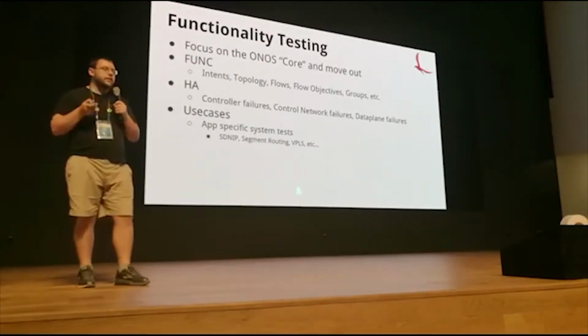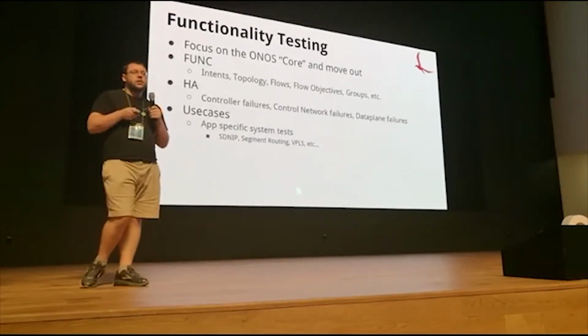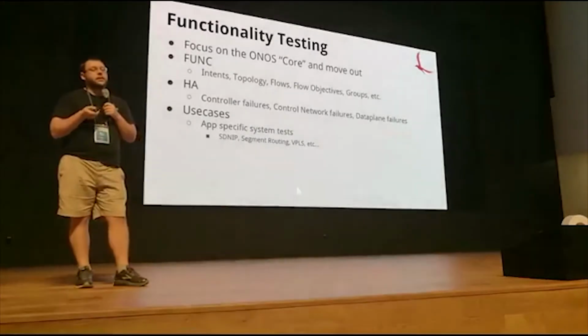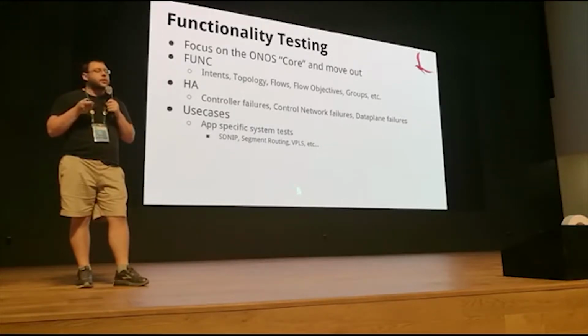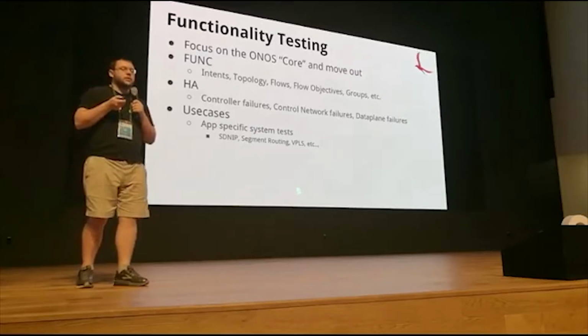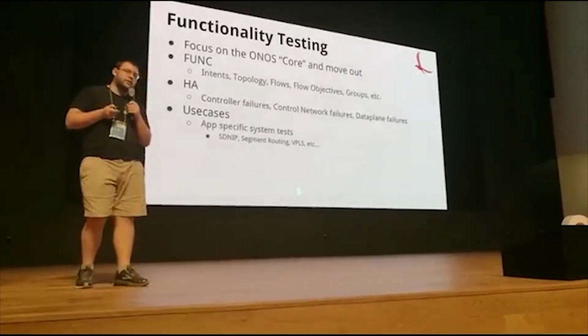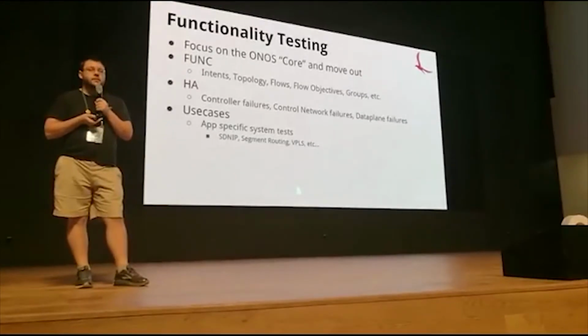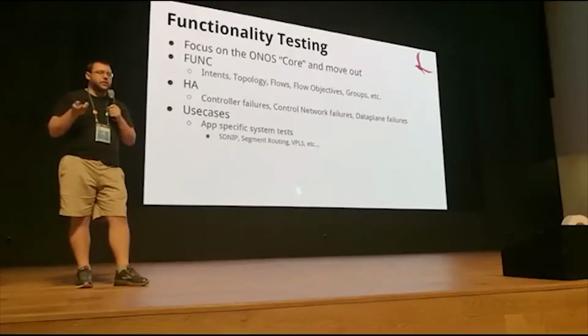So the functionality type of testing we do, the idea is to focus on the core of ONOS and then move outward. So we have the functionality, or FUNC, test suite, and this focuses on the networking aspect of ONOS. So it tests intents, topology, flow vectors, groups, those kind of things. We have an HA suite, which focuses on high availability of ONOS.